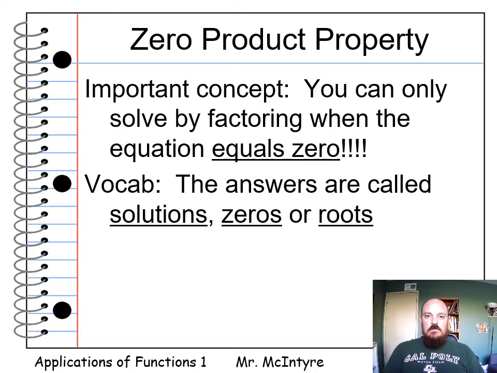In different worksheets, you're going to see these different vocab words. The answer to a question like this could be called a solution. It could also be called a zero or a root. Now solution means answer. But if you ever see a question that says find the zeros, it's asking you to solve it. And really it comes from the zero product property. Find the zeros means set it equal to 0 and solve. Roots is another one that has to do more with graphing. That's usually when we talk about intercepts. But those are all the same thing.